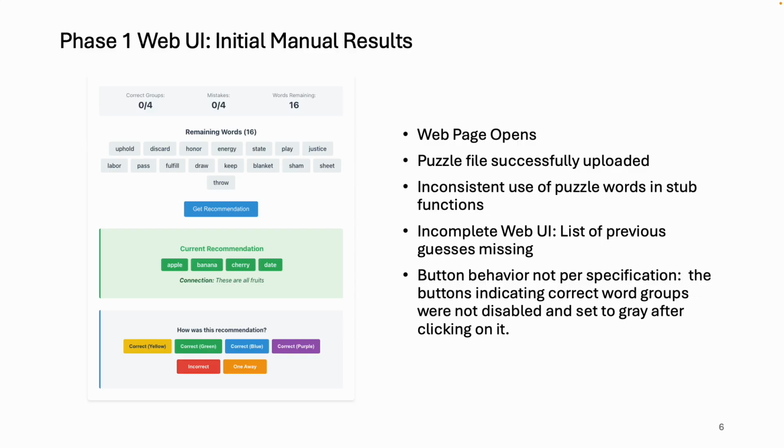First, puzzle words were being used inconsistently in the stub functions. Second, the web UI was incomplete. Specifically, it did not show the history of previous guesses, which was a key feature. And finally, button behavior did not follow the specification. Buttons that should have been disabled and grayed out after indicating a correct guess remained active.